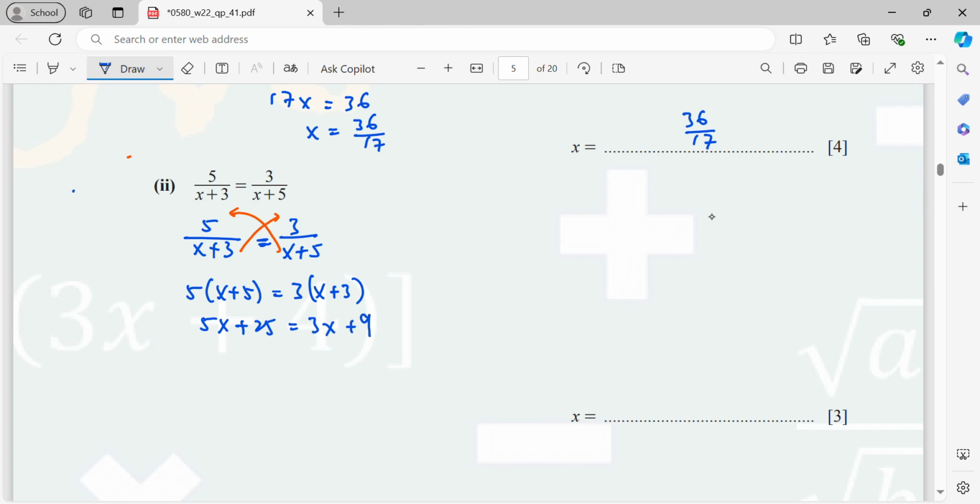And then the x will be moved to one side. So 5x minus 3x. And then the 25 will be moved to the right side. 9 minus 25. So I will be getting 2x equals to minus 16. Therefore, your x is minus 16 divided by 2 to get minus 8.